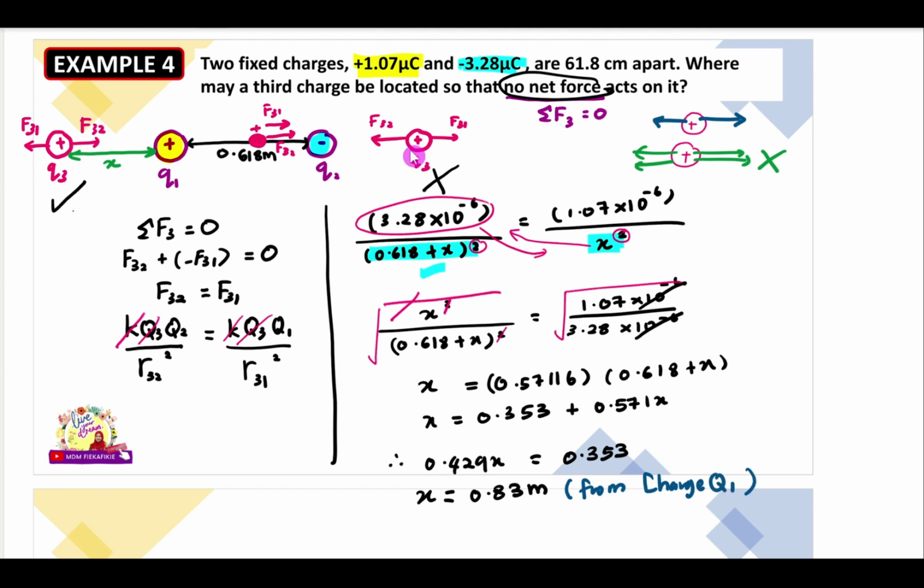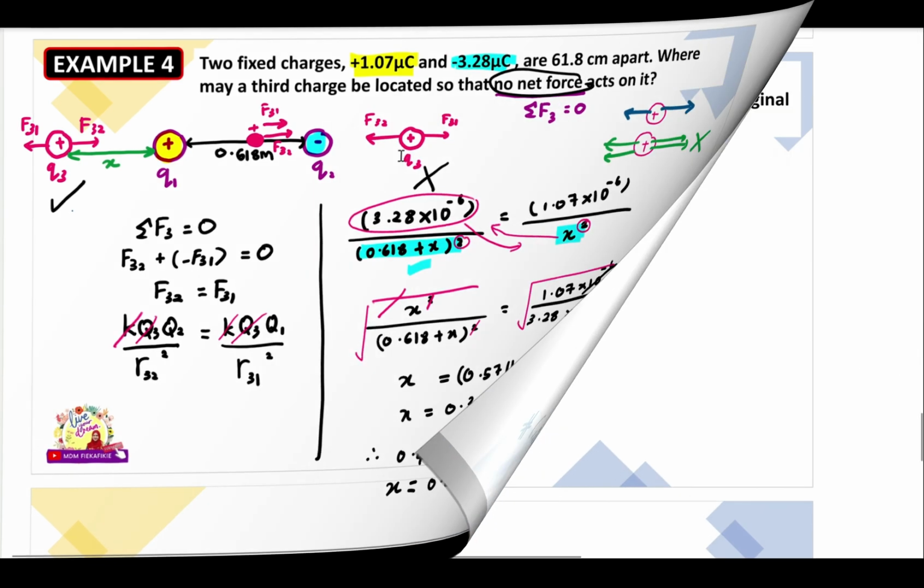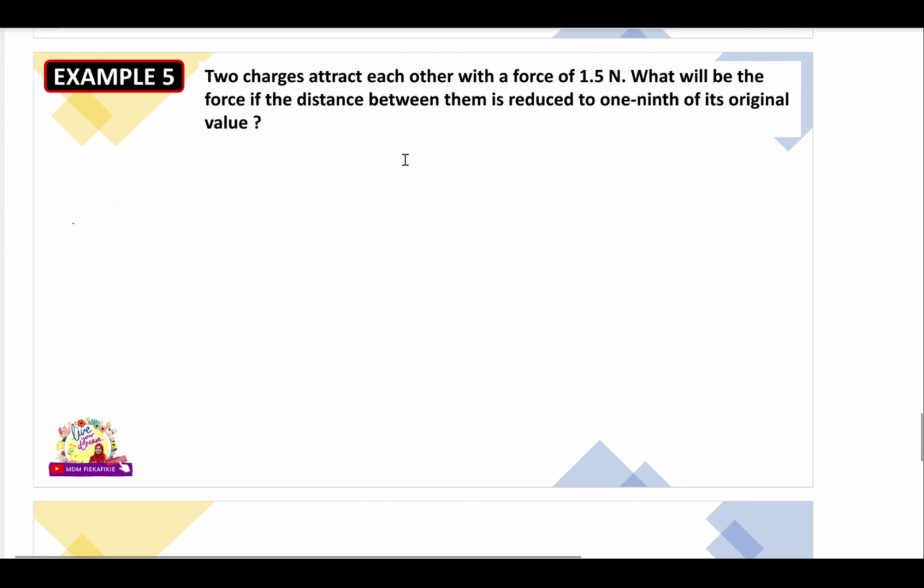Okay, so this is the answer. So we finish example number 4. So let's proceed to the next example. Alright, so this would be the last example.